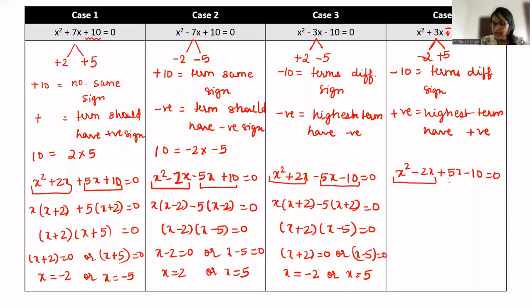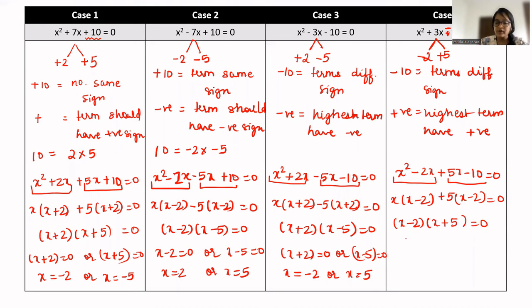Now we'll do grouping. So again, x taken outside, we have x minus 2. Since this bracket is x minus 2, this should be x minus 2. From here, I've taken x outside, so we are left with 5. We'll check. 5 into -2 is -10. So we have taken it correctly. So the two terms are x minus 2 and x plus 5.